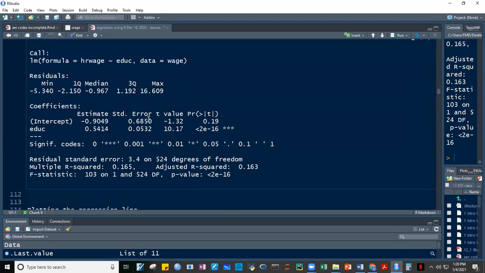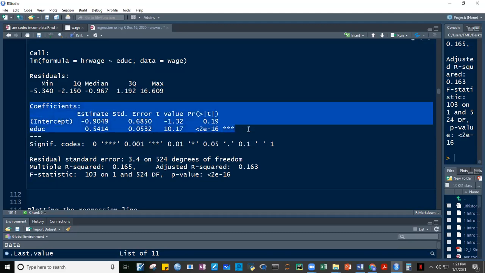Alright. So ito guys, yung complete output natin. So ito yung call, ibig sabihin ito yung formula na ginamit natin, hourly wage regressed on education. Then we have a summary of residual stats, yung minimum residual, maximum residual. Okay, so makikita natin guys na medyo mas malaki yung residual dun sa right side. Then first quartile, median, and then third quartile. And this is what's important for us. Ito.